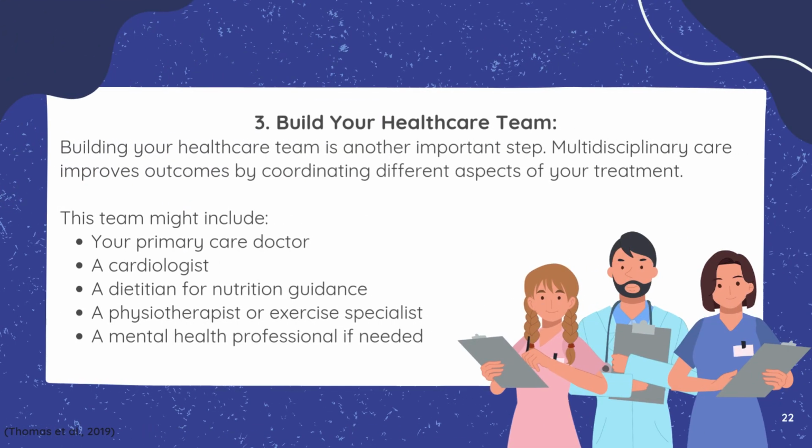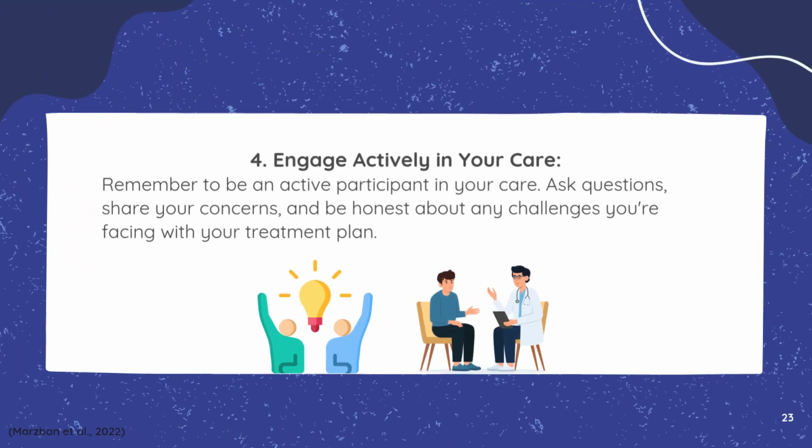Building your healthcare team is another important step. Research shows that multidisciplinary care improves outcomes by coordinating different aspects of your treatment. This team might include your primary care doctor, a cardiologist, a dietitian for nutrition advice, a physiotherapist or exercise specialist, and a mental health professional if needed. Remember to be an active participant in your care. Ask questions, share your concerns, and be honest about any challenges you're facing with your treatment plan.